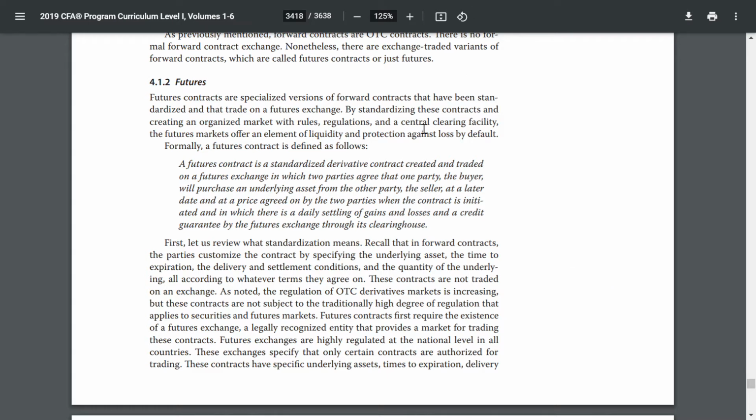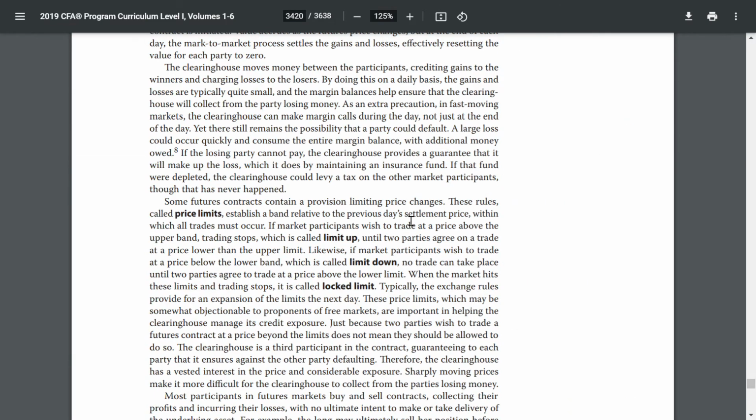Formally, a futures contract is defined as follows. A futures contract is a standardized derivative contract created and traded on a futures exchange in which two parties agree that one party, the buyer, will purchase the underlying asset from the other party, the seller, at a later date at a price agreed by the two parties when the contract is initiated, and in which there is a daily settling of gains and losses and a credit guarantee by the futures exchange through the clearinghouse. Okay, so that's just an explanation of the quote.